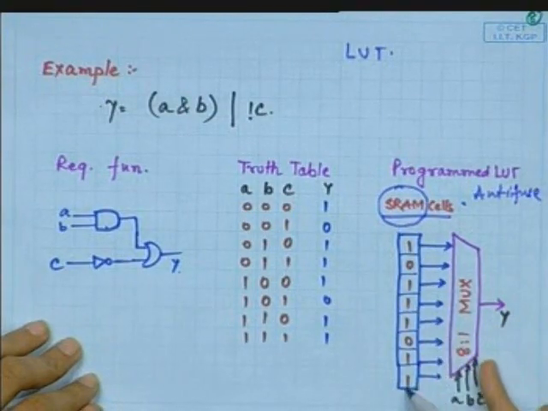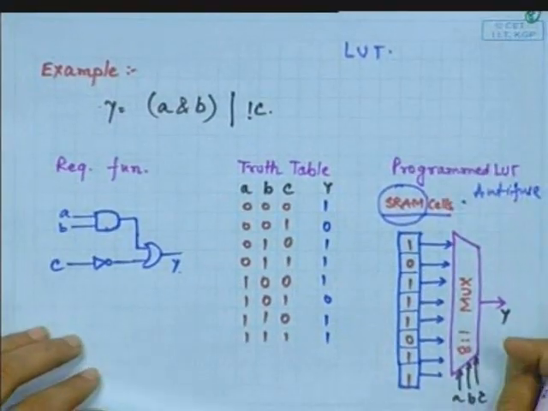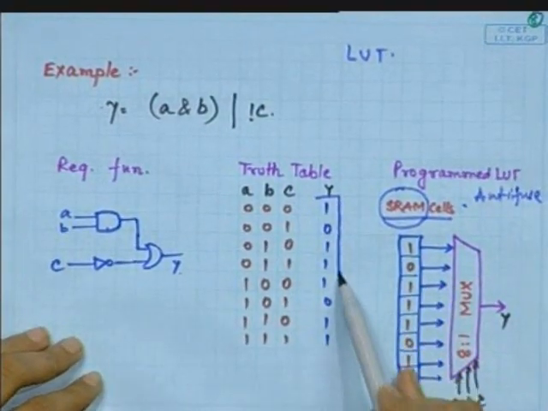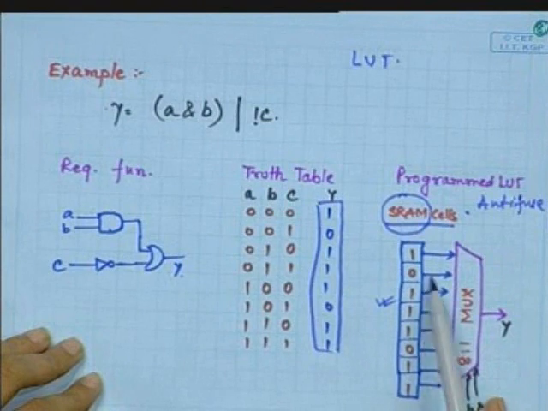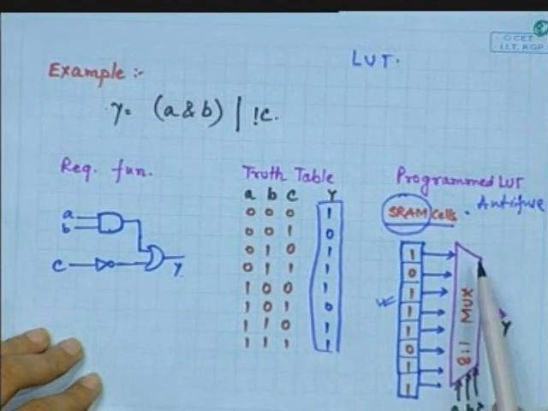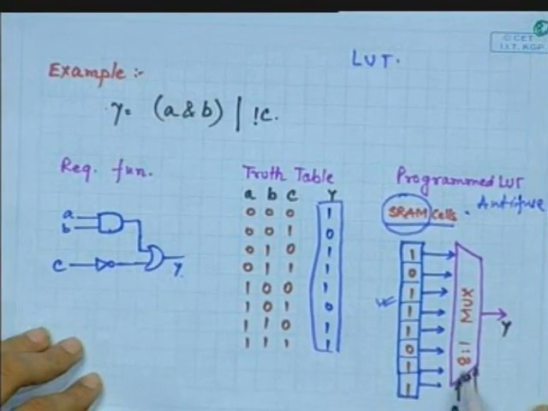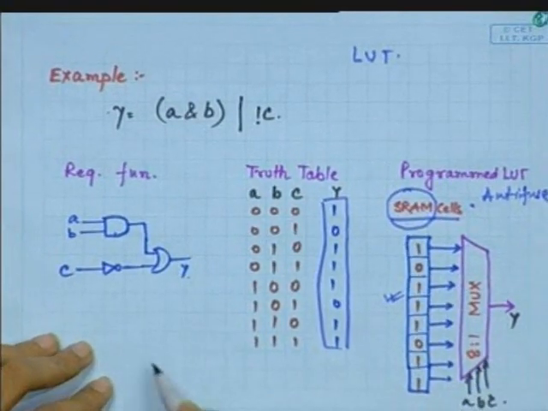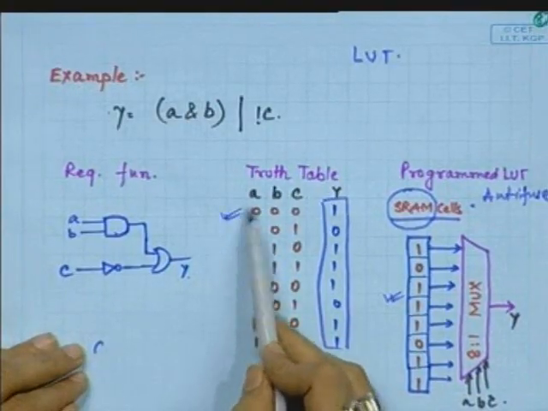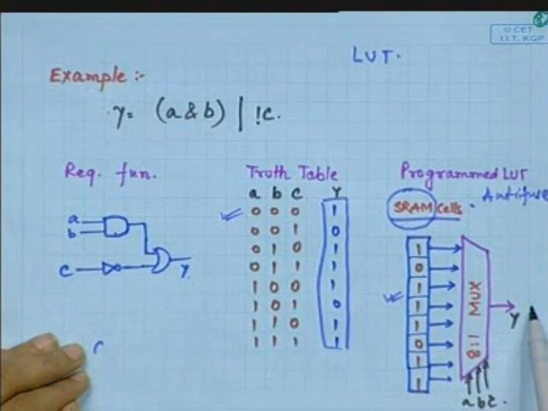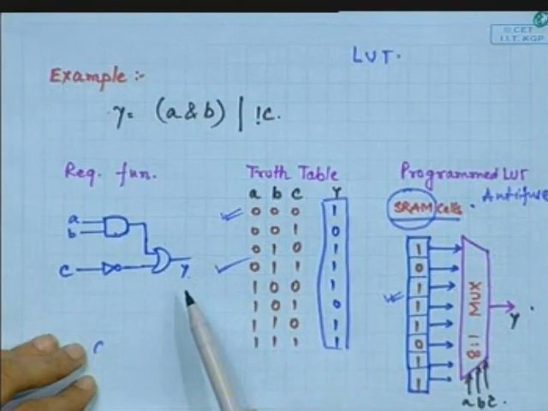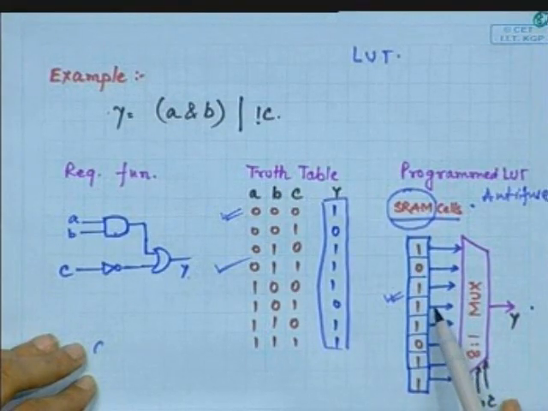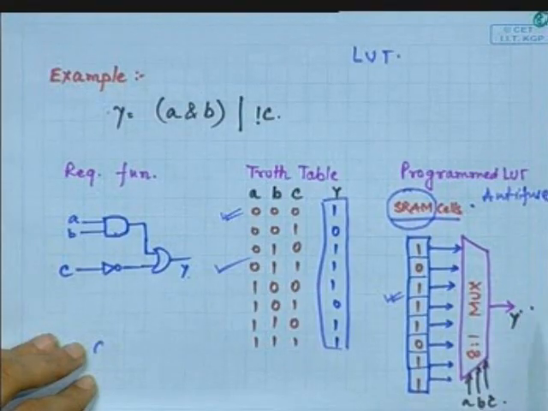Suppose we have an SRAM, means static random access memory. The functional output is stored in this SRAM. All these values are fed to an 8:1 mux. The mux select lines are ABC. When ABC is 0 0 0, then the first line is available at the output. When ABC is 0 1 1, then the fourth value is available at the output. So, in this way the function y is realized.